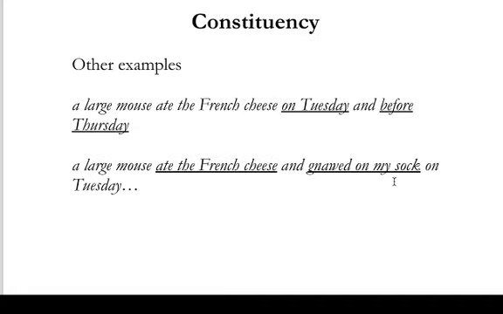And we can keep doing this and doing this. So this is, again, with the prepositional phrase on Tuesday. You can conjoin that with before Thursday, showing that it's a constituent. Ate the French cheese, this verb phrase, or it's actually a V bar for those of you with more fancy syntactic theory. But you can conjoin this with an identical sequence of verb. Here it's a prepositional phrase, but ate the French cheese and not on my sock.